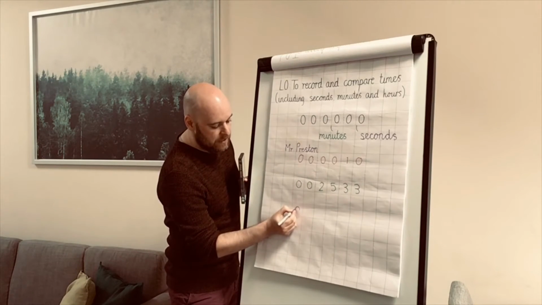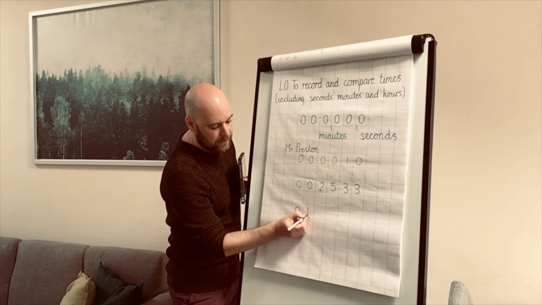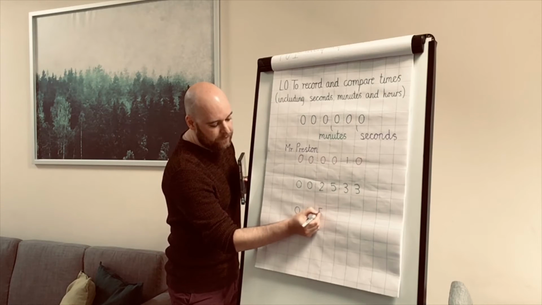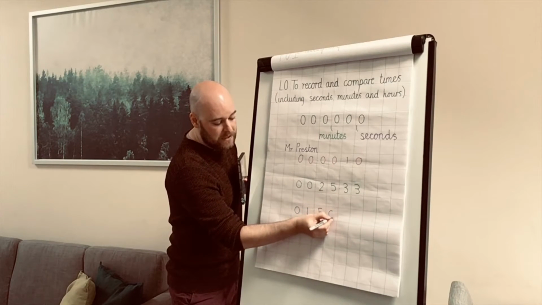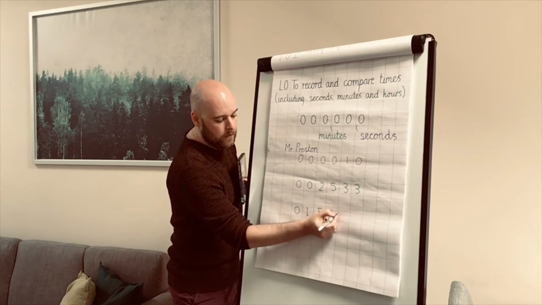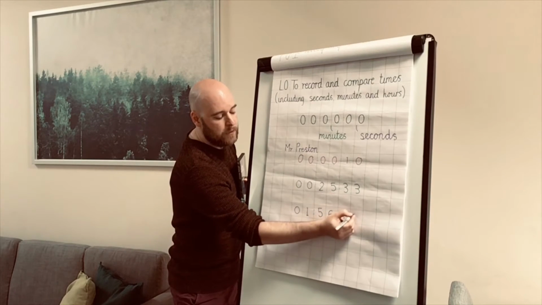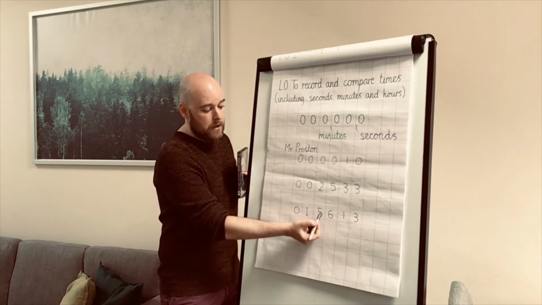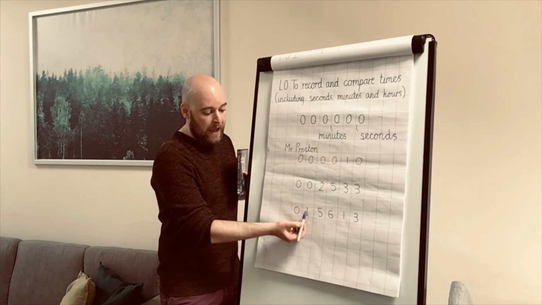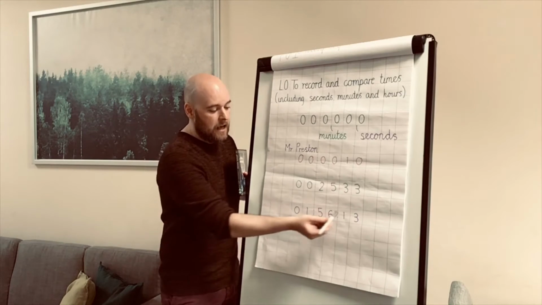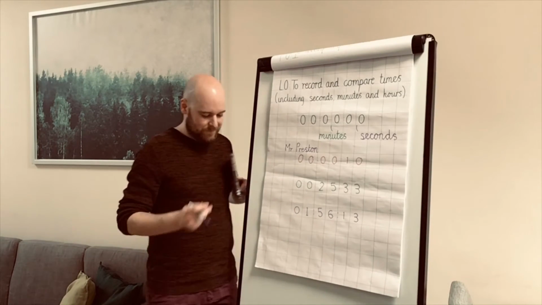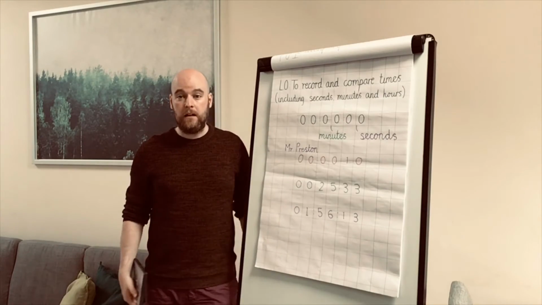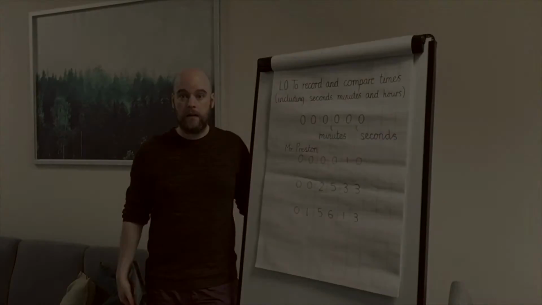So I'm going to put 0, 1 here to show that that is 1 hour. Then it took 56 minutes. It almost went into 2 hours. And 13 seconds before I press pause at the end. So this time shows hours, minutes and seconds. 1 hour, 56 minutes and 13 seconds. Now, we know there are 24 hours in a day. Some things might take even longer than that.